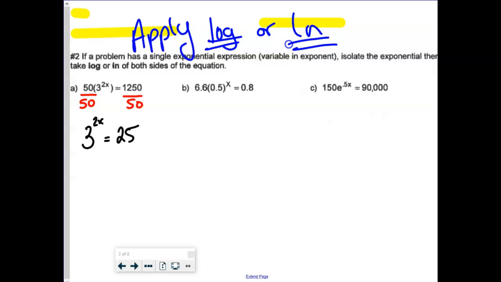So now here's the big decision. Which one do I apply? Common log or natural log? And the answer is it doesn't matter, okay? Either one. You just have to go with one. So I need someone to make a decision. That's the right answer, Taylor. And why is it the right answer?